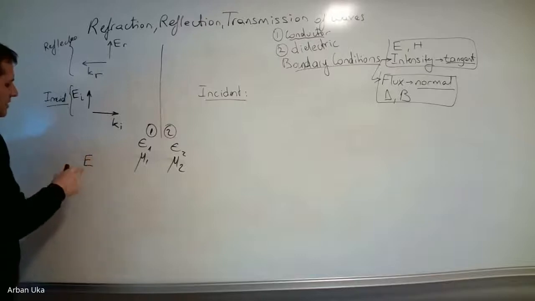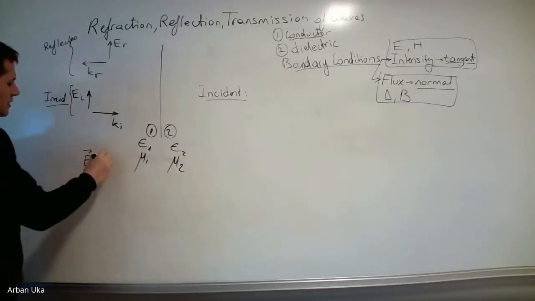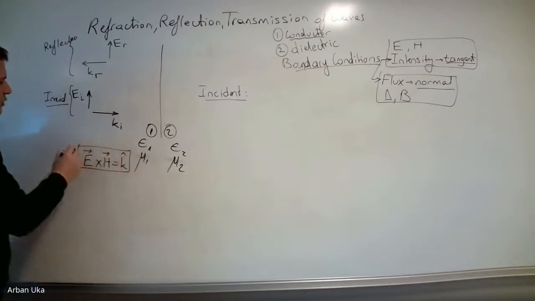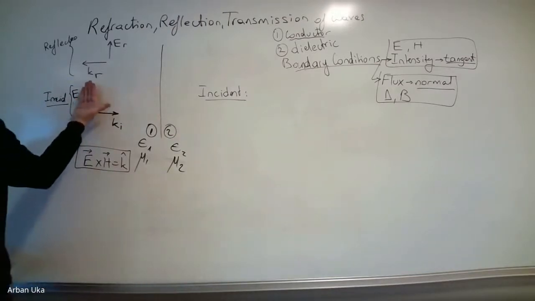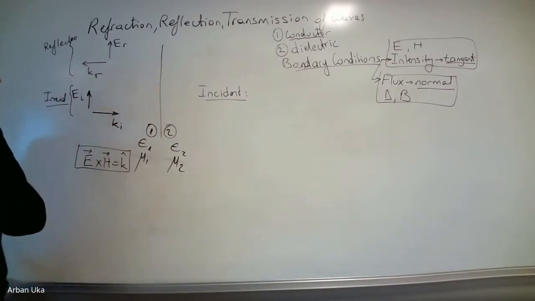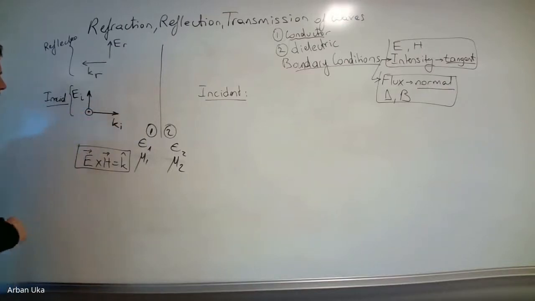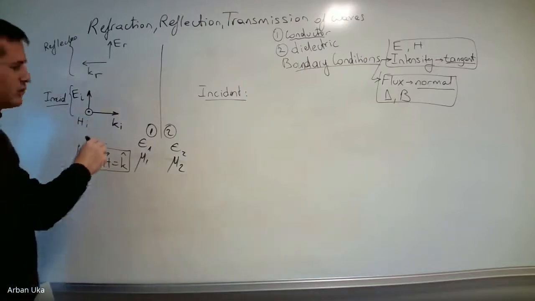Okay, can you consider this expression E cross H? This is equal to K. So the cross product of the electric field with the magnetic field intensity points to the direction of the wave. So if we use the right hand rule, this is the electric field, and we should come to the magnetic field. So I think you are not completely right. So the H incident is going to be this, so it's pointing out of the board.